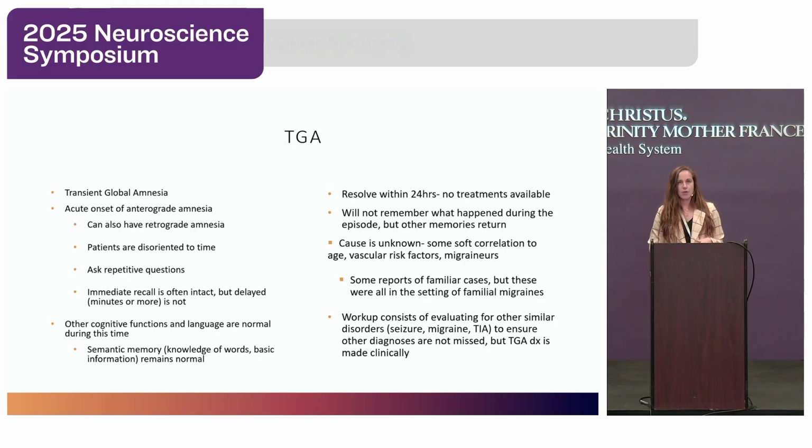TGA is another thing we'll talk about really quickly, or transient global amnesia. So basically, these patients will have an acute onset of anterograde amnesia. Sometimes there's a little bit of a retrograde component, but most of the time it's anterograde. So they come in disoriented, they have no idea what they ate for breakfast, they are repetitively asking questions about what happened today, what happened today, what happened today. So obviously the family is concerned. Their immediate recall is typically fine, but anything past that tends to get a little bit blurry.